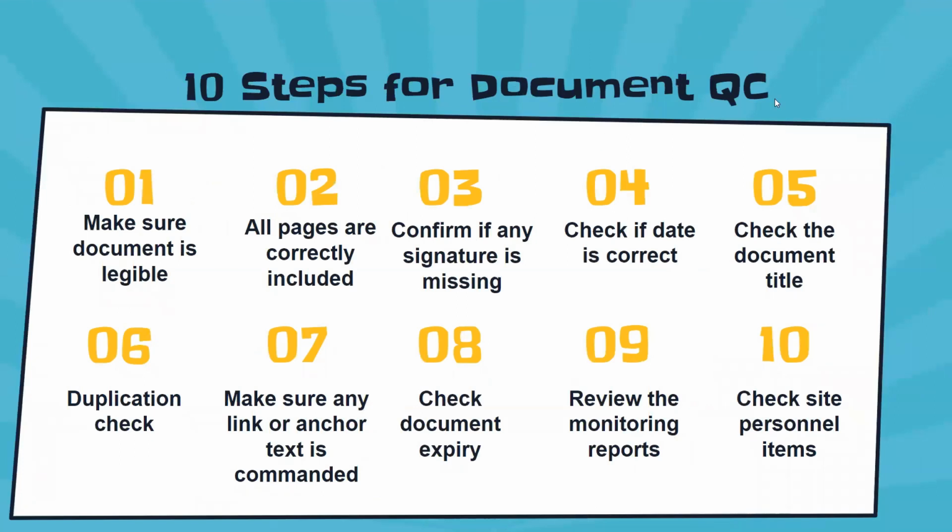Okay. So there are 10 steps for document QC. The first 5 are much more on the document. And I think in our part 2, we'll work through a little bit more on that. And then 6 through 10 are just additional items. Number 8 is part of what you're looking at on the document. So we'll go through each of these.